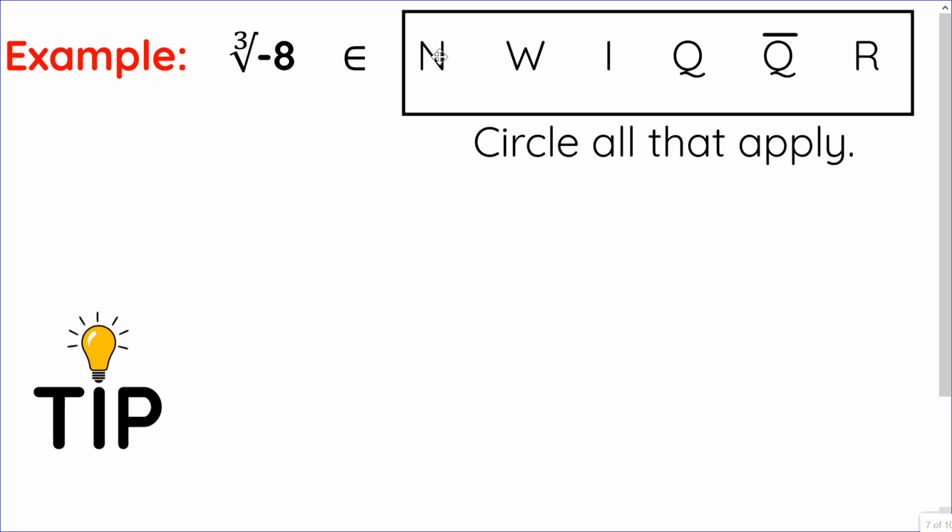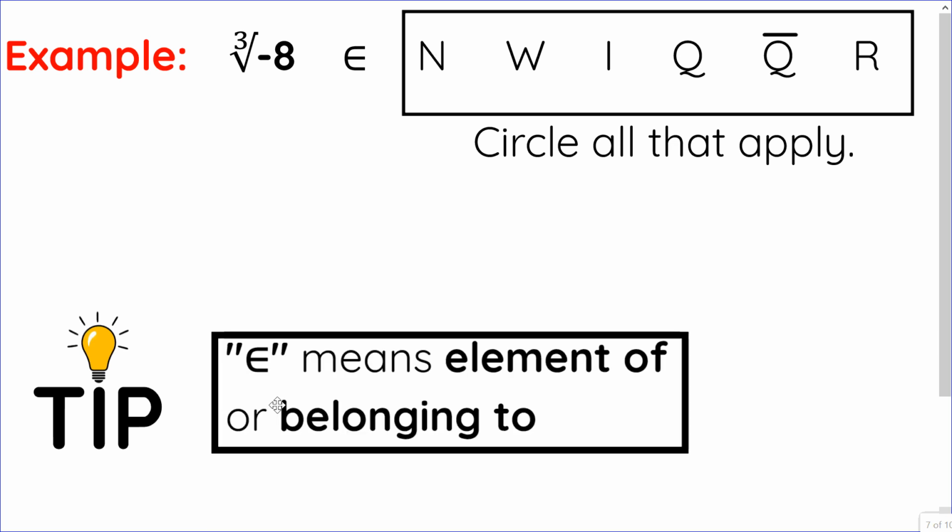So for example, I have the cube root of -8, and I want to know which one of those number systems it's an element of. Now, just so you know, that little e here actually means element or belonging to. So I'm really asking you, what number system does the cube root of -8 belong to?